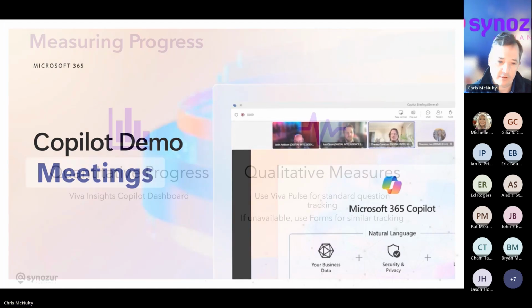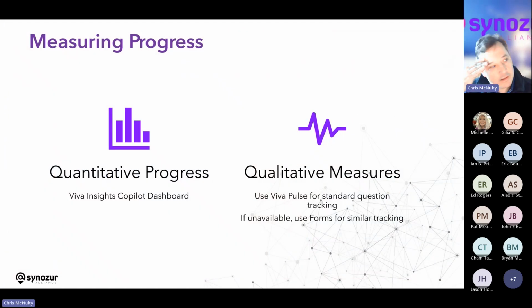The other thing is, I talked about structuring the meetings. It is important that the outputs of the pilot are captured in a way that you can use them. And that involves both quantitative progress as well as qualitative measures. And so in these examples, I'm going to assume that you have access to Microsoft Viva. However, there are lots of ways to accomplish these things without Viva.